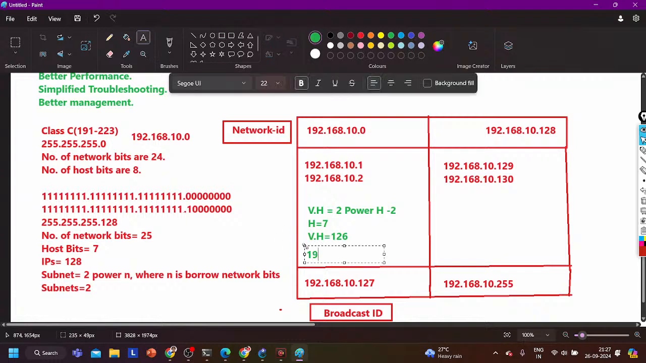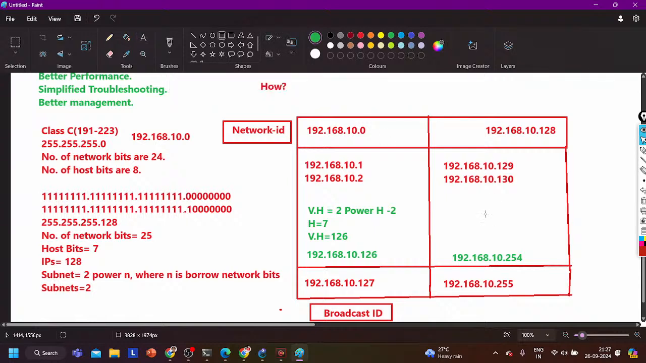Last valid IP address 192.168.10.126. So in both subnets, guys, we have a total of 126 IP addresses each.